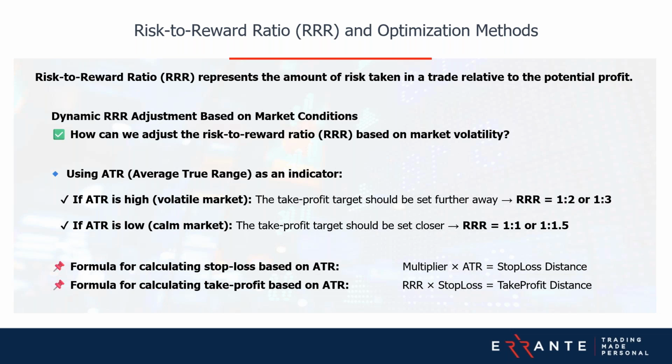As an example, imagine GBP/USD is trading before a major CPI or inflation report. Before the news release, ATR is low, indicating calm market conditions. So you take a trade with a conservative RRR of 1:1.5 because the market is ranging. And after the CPI data is released, volatility surges and ATR jumps. Now you adjust your next trade's RRR to 1:3 or 1:4, allowing for larger moves with proper stop loss placement.